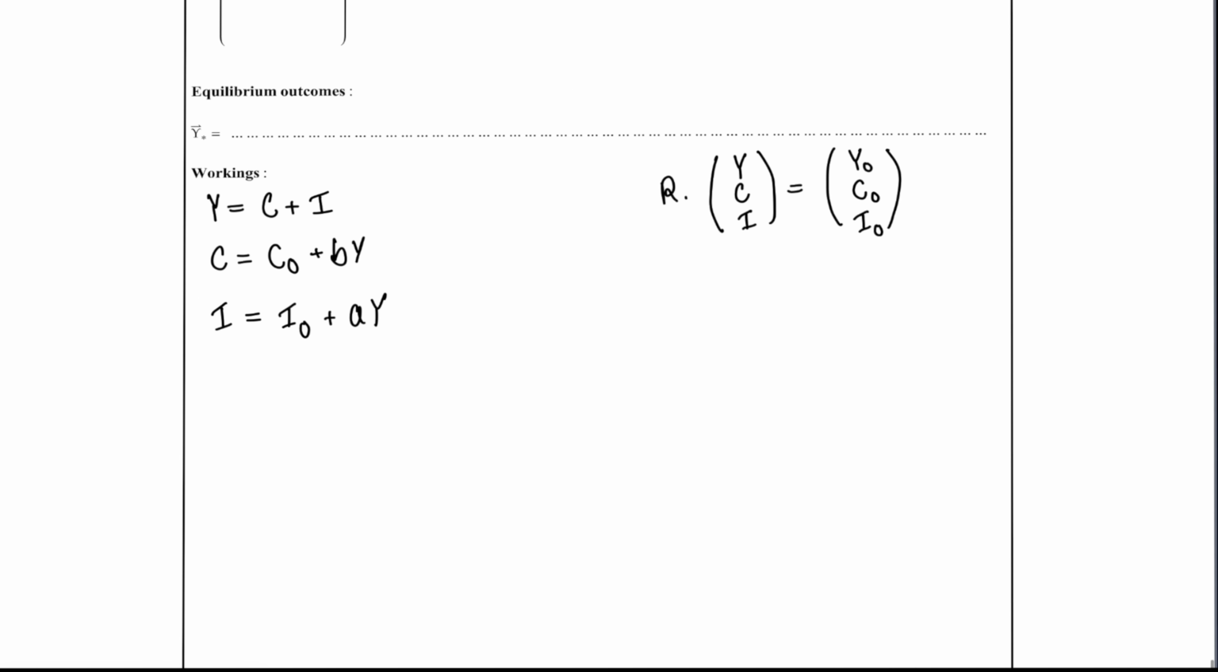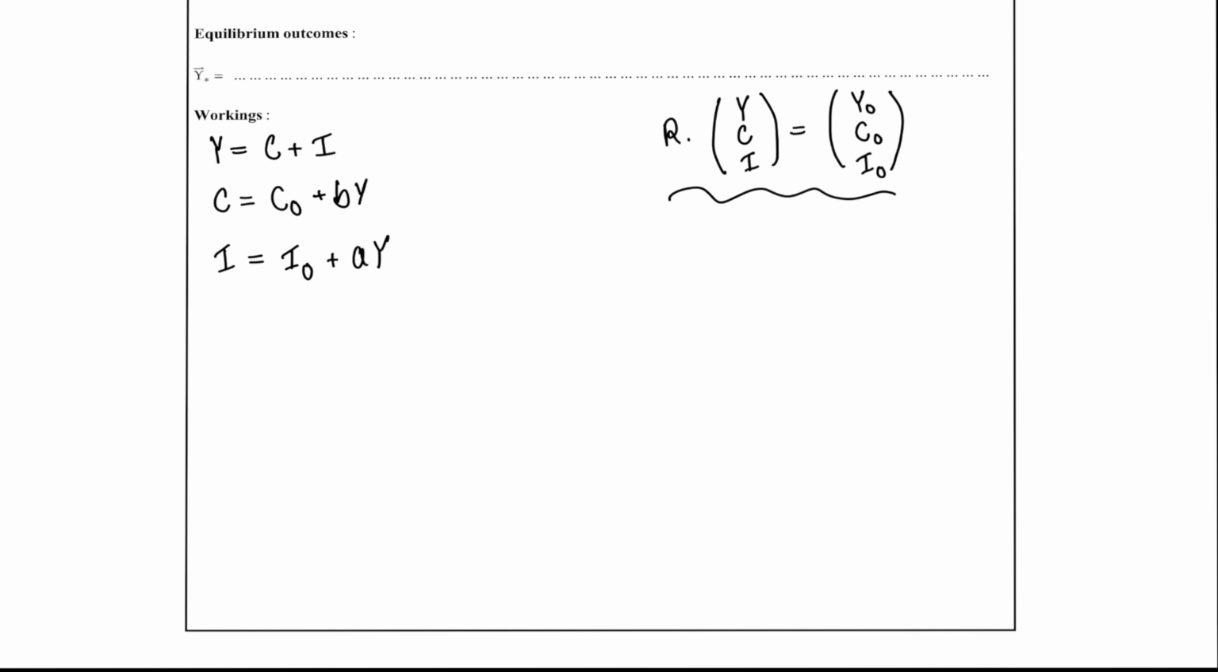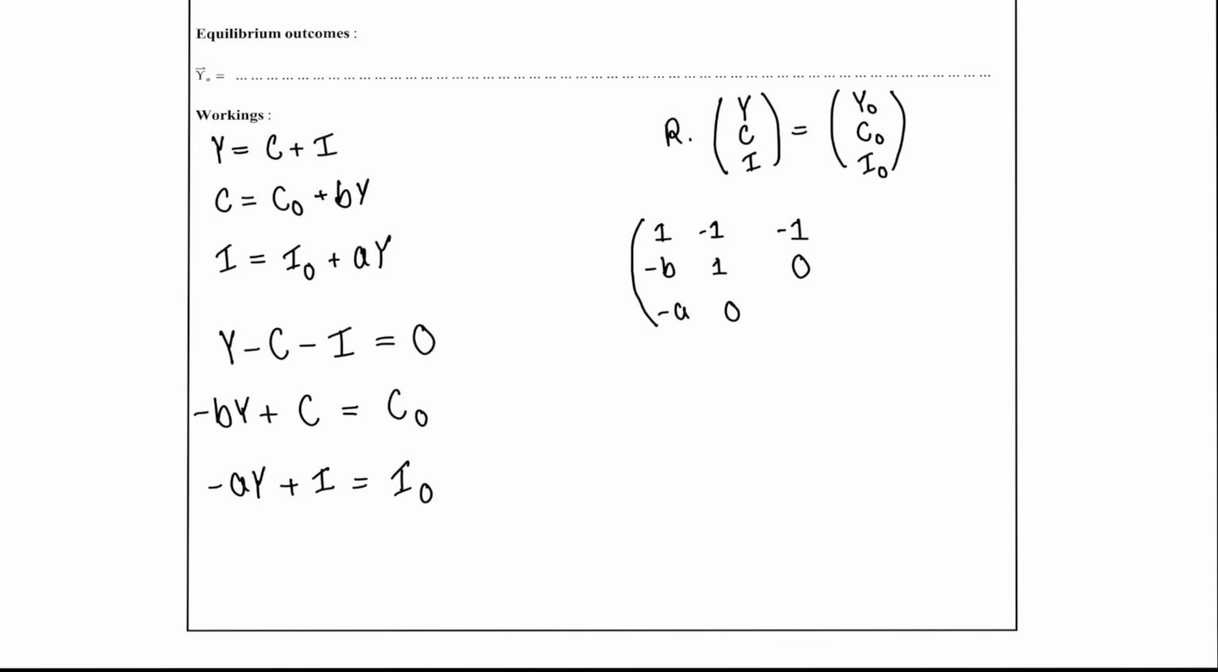So now if I rewrite these three equations, so we have something that looks like this form, we get y minus c minus I is equal to 0, minus by plus c is equal to c naught, and then minus a y plus I is equal to I naught. So now if we take all the coefficients of y, c, and I, we will get the matrix R. So this is our matrix R. And that is now our equation.